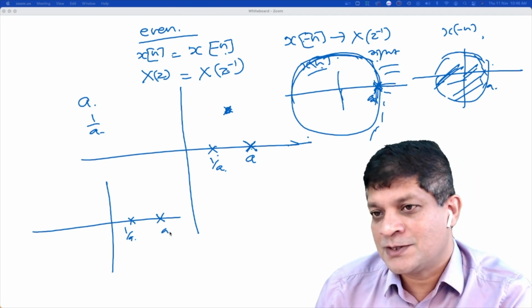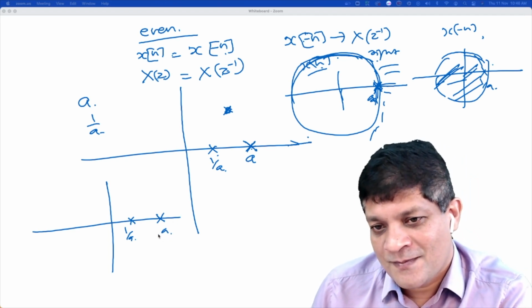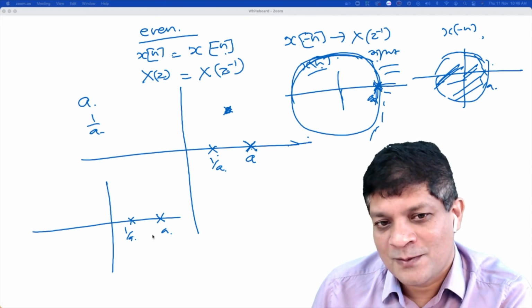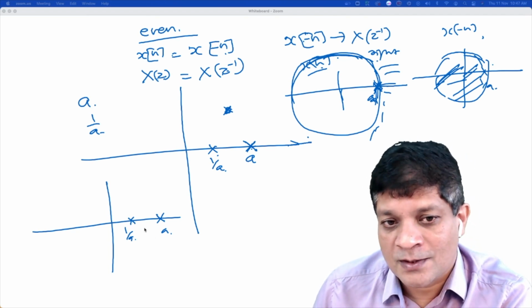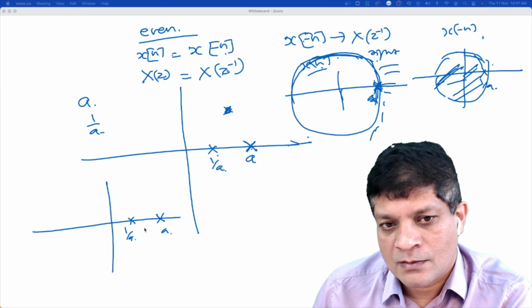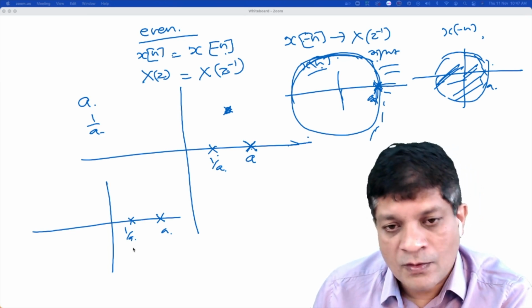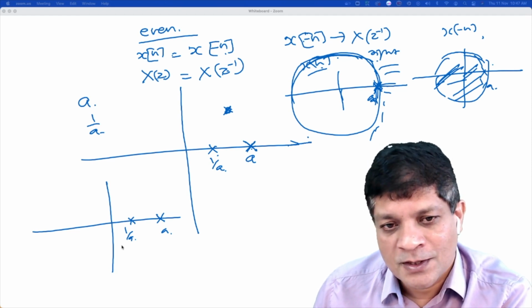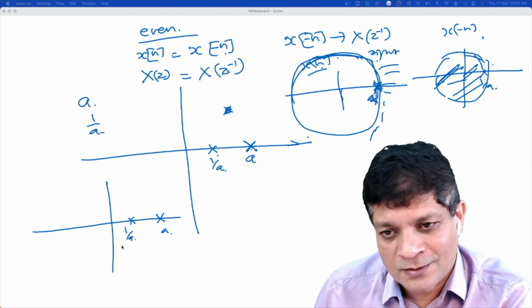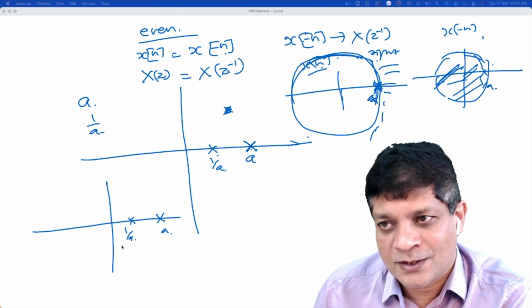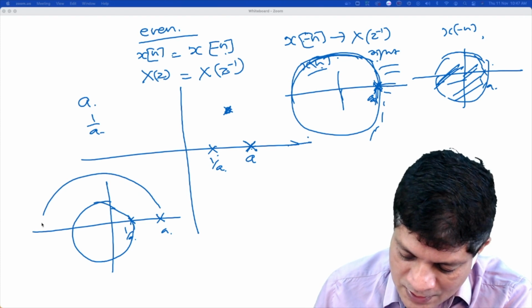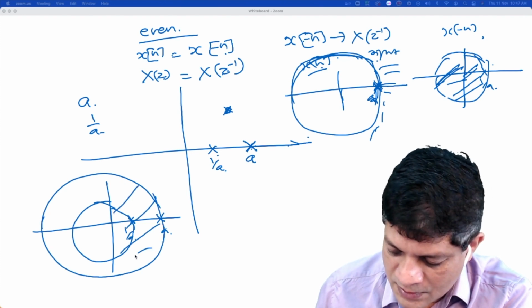What will be the ROC in this case? It can be outside the outermost pole, but an even signal means it is a two-sided signal, isn't it? Okay, two-sided, sir. It would be between 1 by A and A. The ROC in that case will be this region.